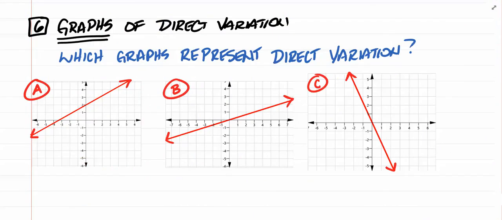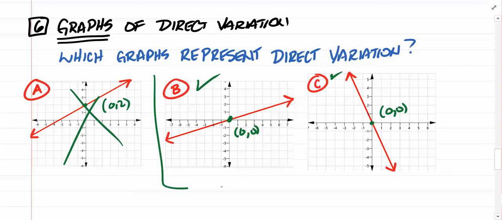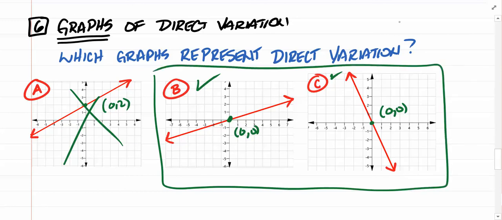Okay, here's box number 6. I have 3 graphs for you, A, B, and C. Which graphs represent direct variation? Hopefully you picked B and C only. B and C represent direct variation, A does not. The reason is because both graph B and graph C pass through the origin located at 0, 0, whereas this graph does not pass through the origin. It passes at 0, 2. So this one does not represent direct variation. Only B and C represent direct variation.